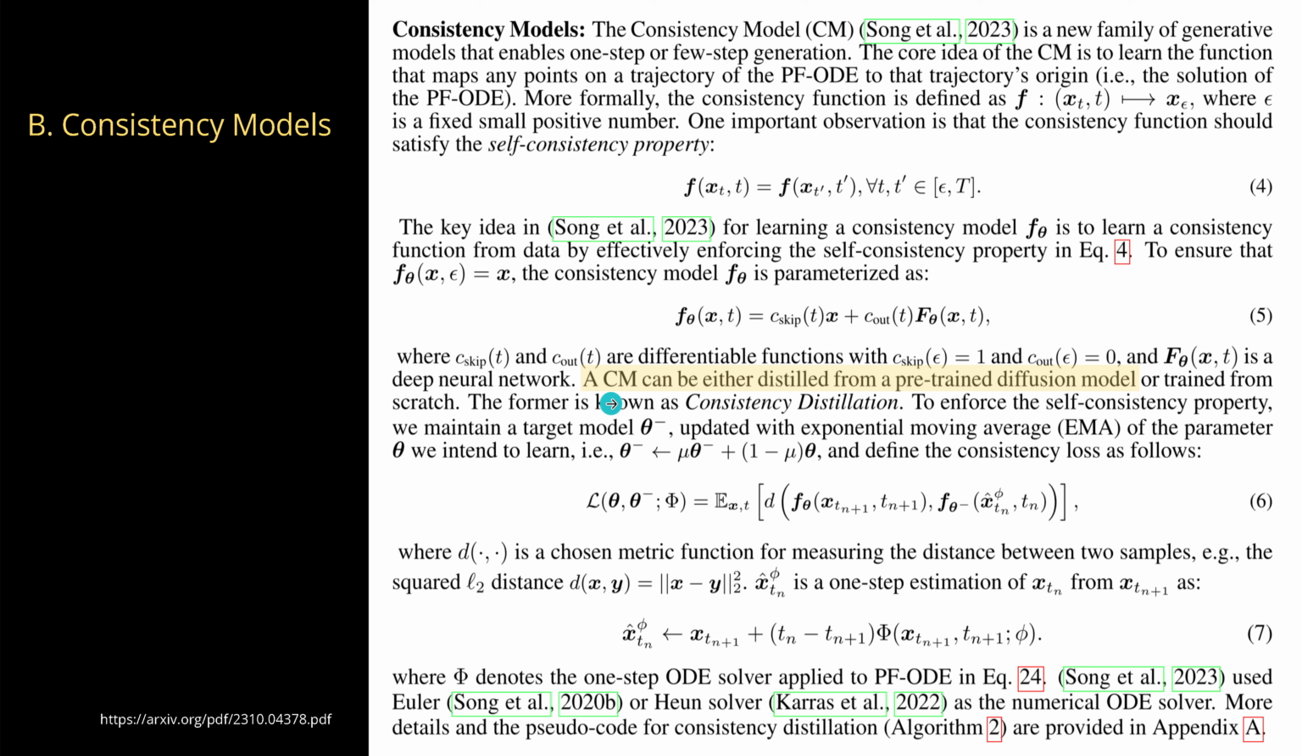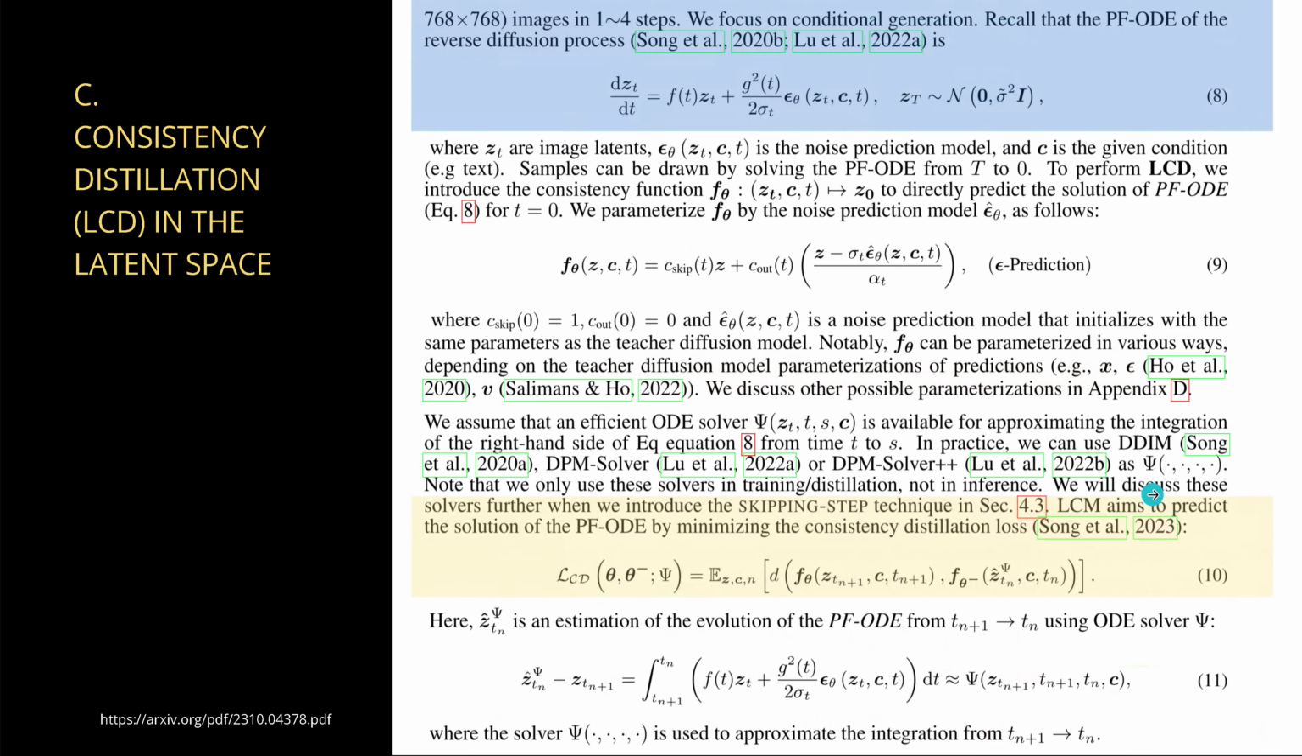But remember, our consistency model can either be distilled from a pre-trained diffusion model, and this is what we are going to focus on, or you can train it from scratch. So what we are looking at now is consistency distillation. This is the key to go then to LCM-LoRA. To enforce the self-consistency property, you will maintain a target model, theta, updated with an exponential moving average.